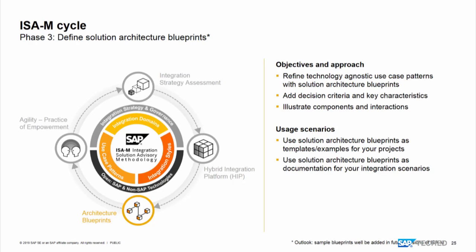For this, we have now included in the methodology the phase of architecture blueprints. This means if you have a platform available, for example Cloud Platform Integration, and a pattern like A2A integration, you can then create a blueprint. What are the components, for example, in your network zones? You can refine this and roll it out to your projects. This should allow you to bridge the gap between enterprise architecture and strategy and the actual implementation projects.